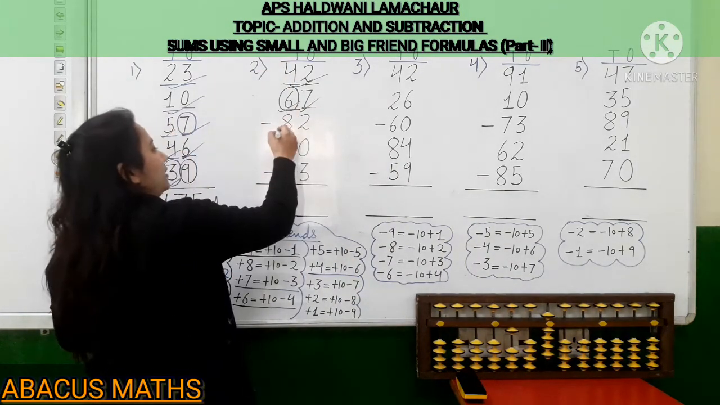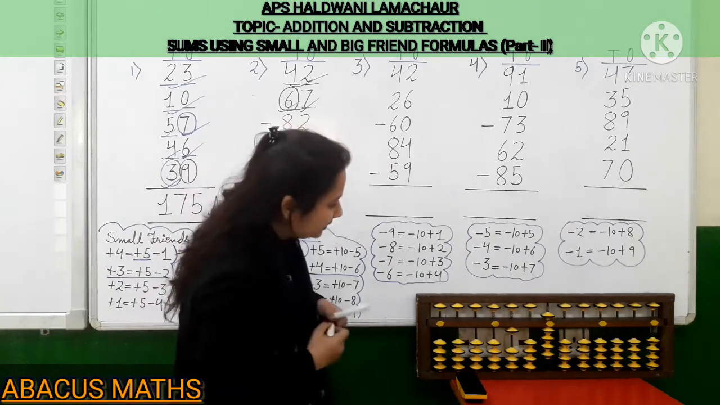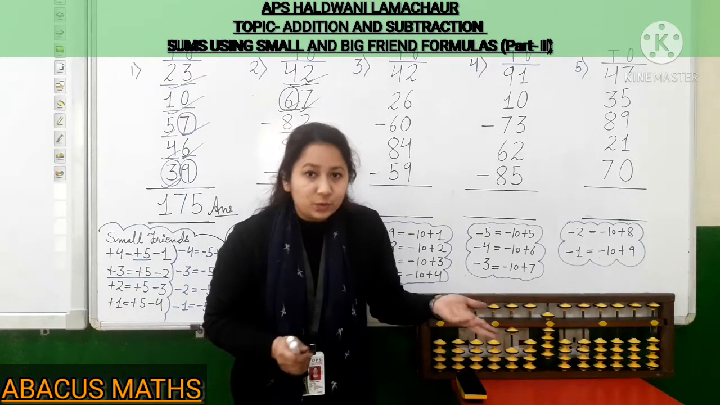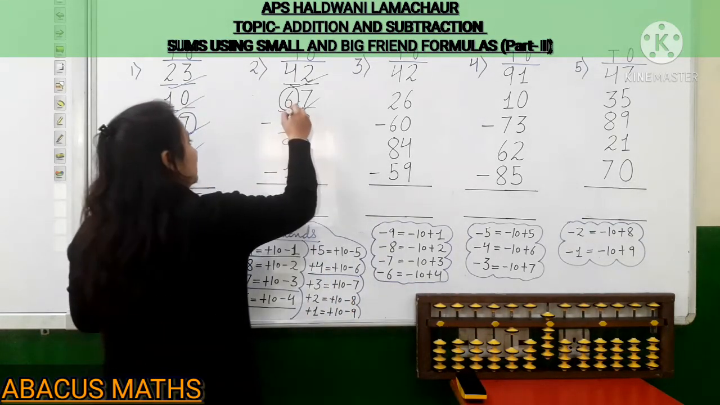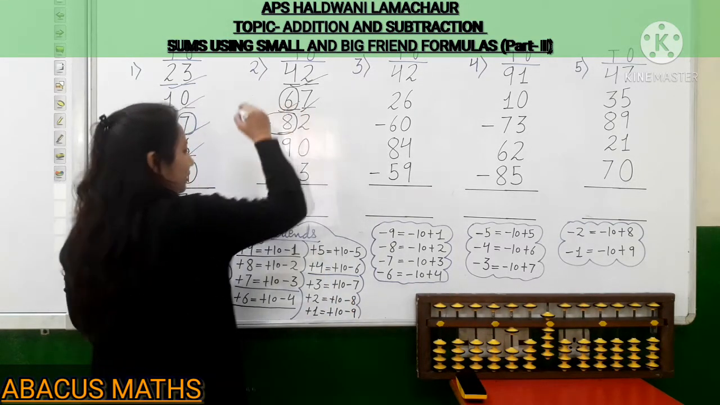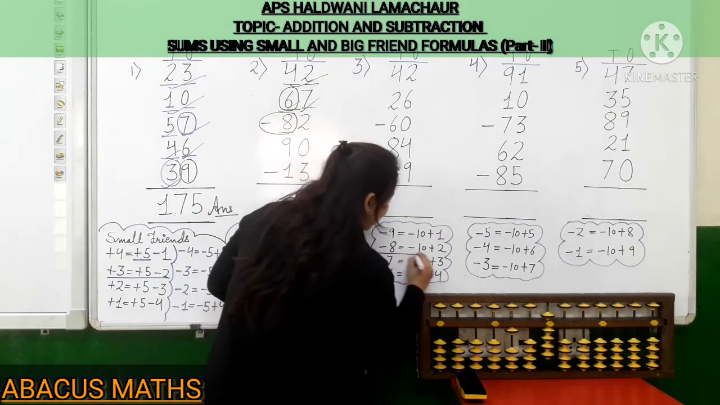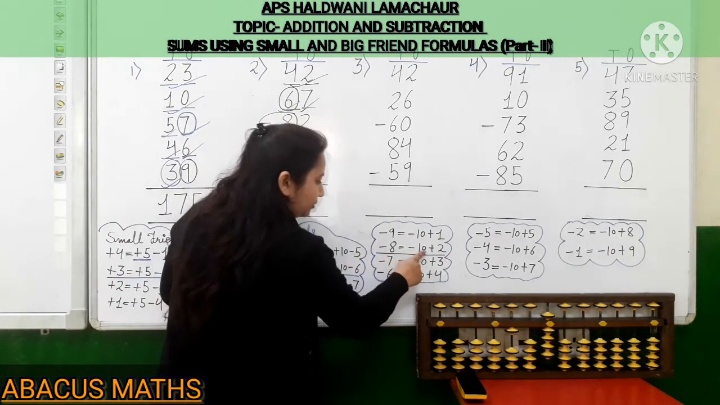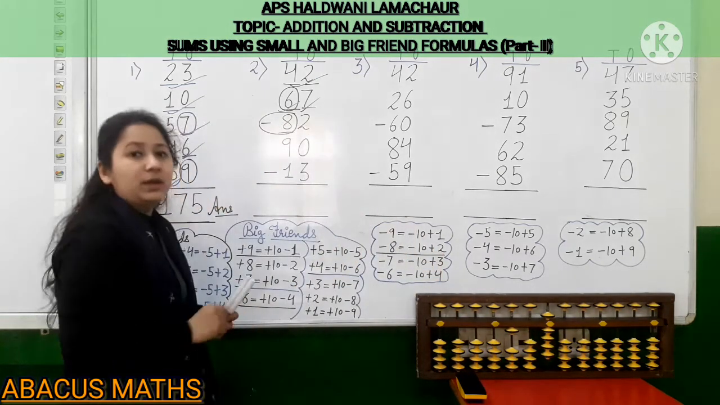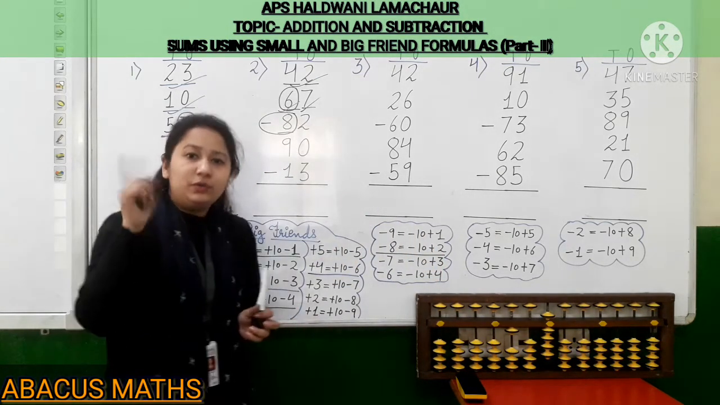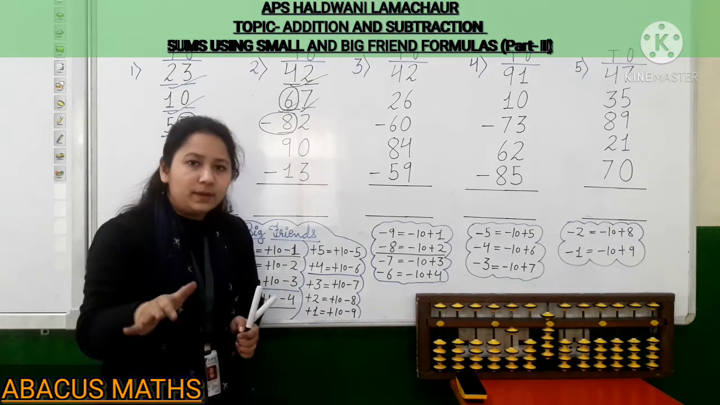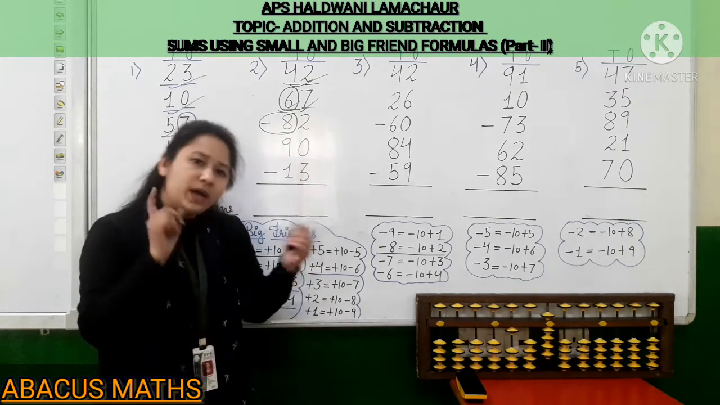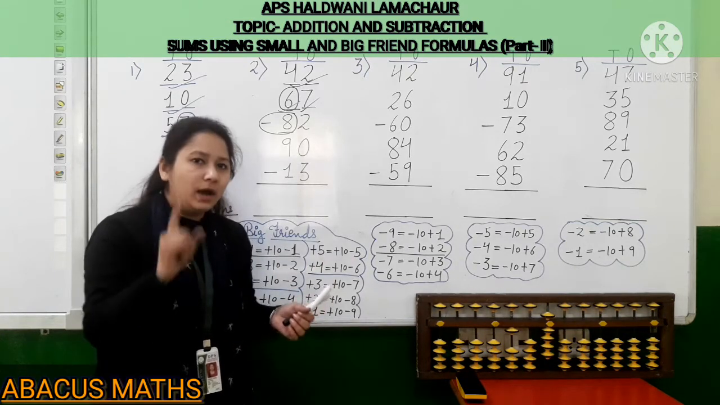Next, minus 8. Now you can see kids that in tens rod nothing is added. So how will you do minus? Now for minus 8 use the formula, the fraction formula of big friends. Minus 8 is equal to minus 10 plus 2. Now minus 10 also you will do from one rod up. See, either you will add 10 or you will subtract 10. You have to do it from one rod up.